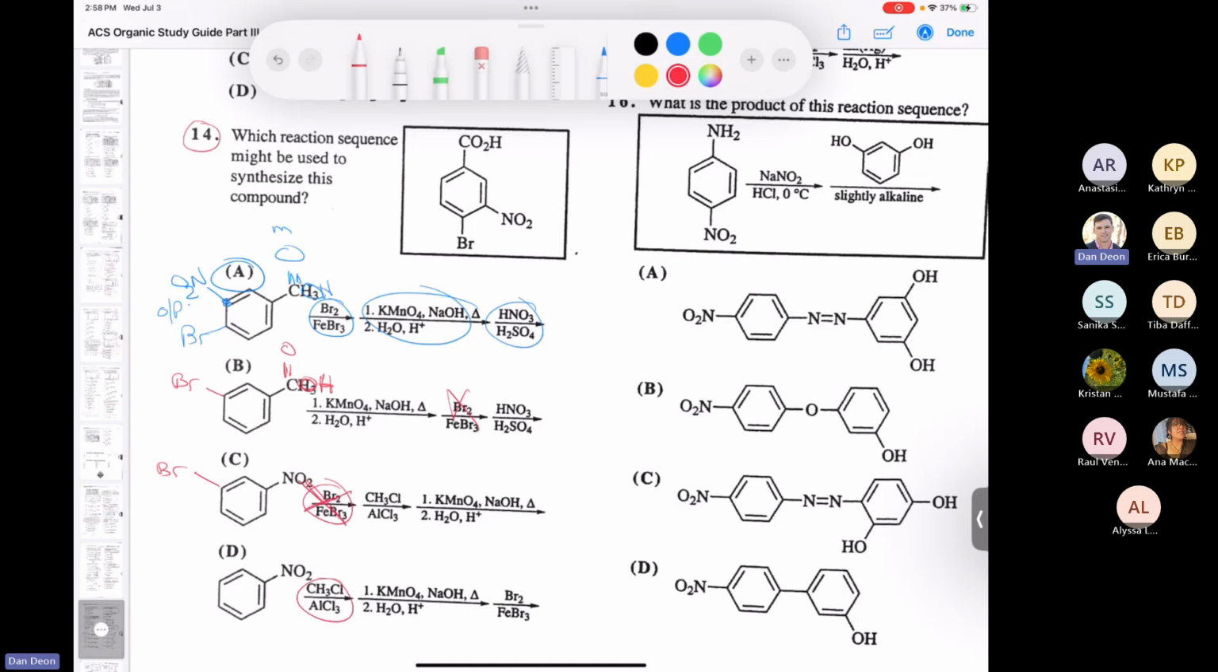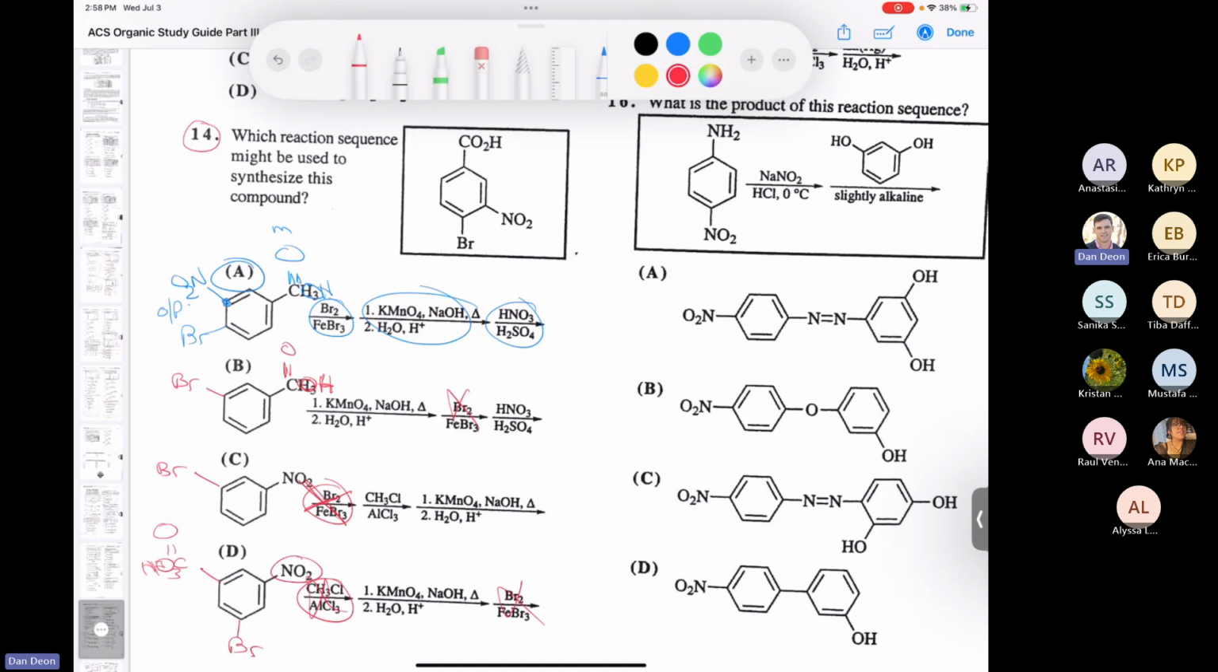You can't do a Friedel-Crafts with a strong electron withdrawing group like that, but even if you did, you'd have your methyl group, like this. Then you would oxidize it to the carboxylic acid. And then these are both meta directors anyway, so then the bromine would go in this position. And so this isn't going to work and this isn't going to work. So A has to be the right answer in this case.